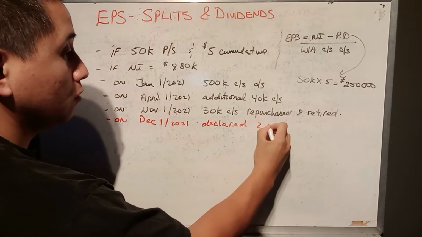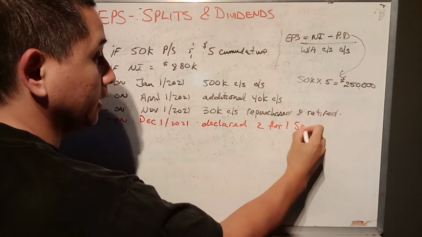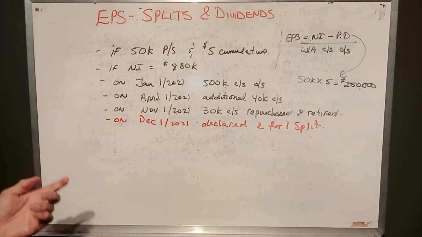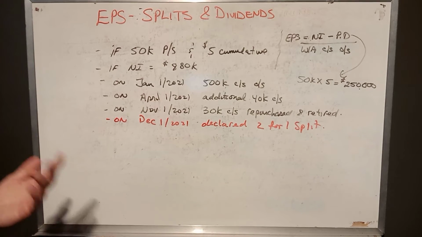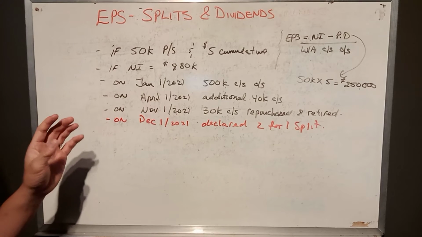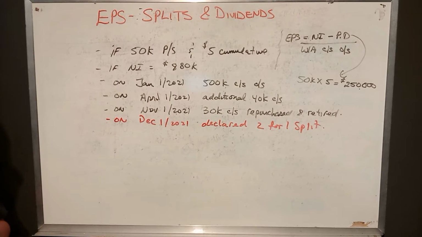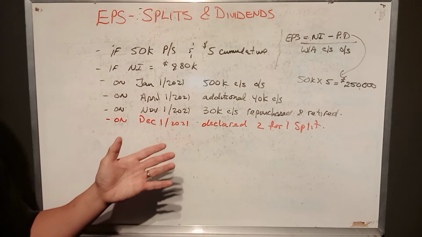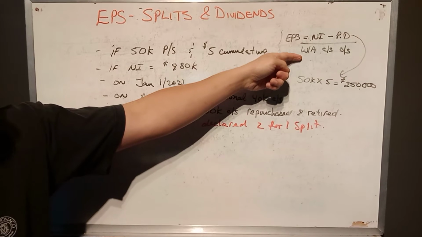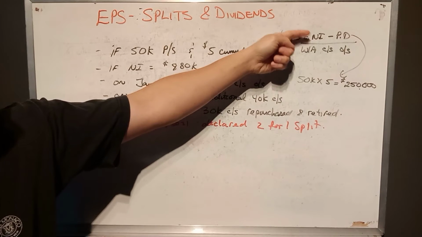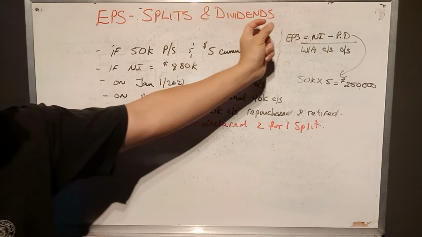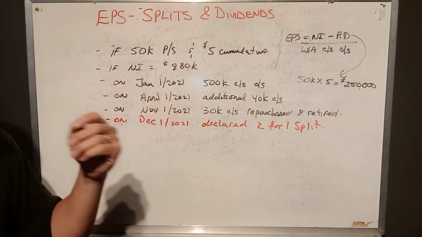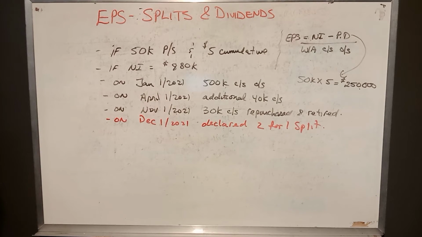Okay, so now let's assume that on December 1st, 2021, the company declared a 2-for-1 split, meaning that if you had held one common share before, now you have two. That would normally dilute the value of the common shares, because now in the denominator you have more outstanding common shares. If the denominator gets larger, holding all other factors consistent, like net income and the preferred dividends in the numerator, then the whole outcome gets smaller. That's what we call dilution.